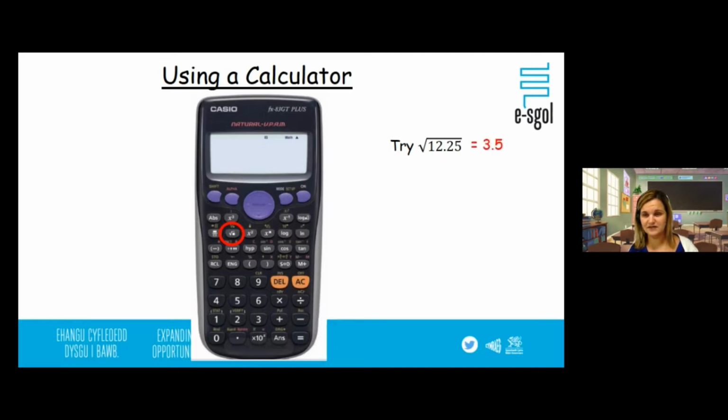Okay, so you should have had an answer of 3.5. It may have come up as 7/2. And if it did come up as 7/2, press this SD button now that I'm marking out with the cursor, and you should be able to convert that then to your decimal.